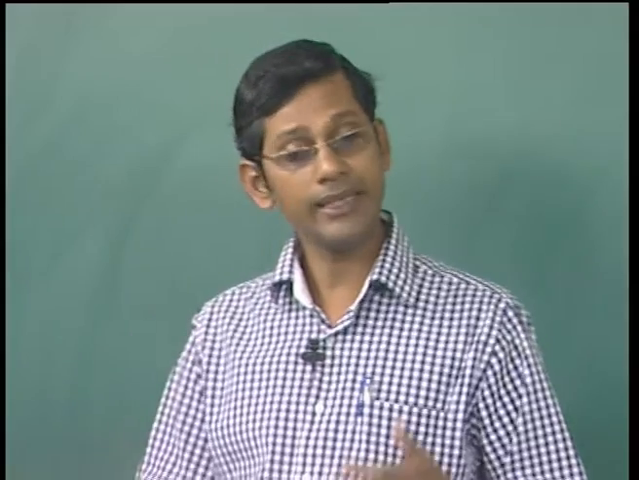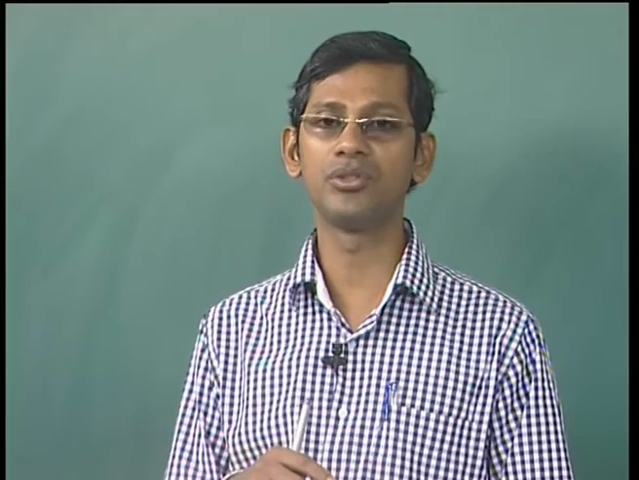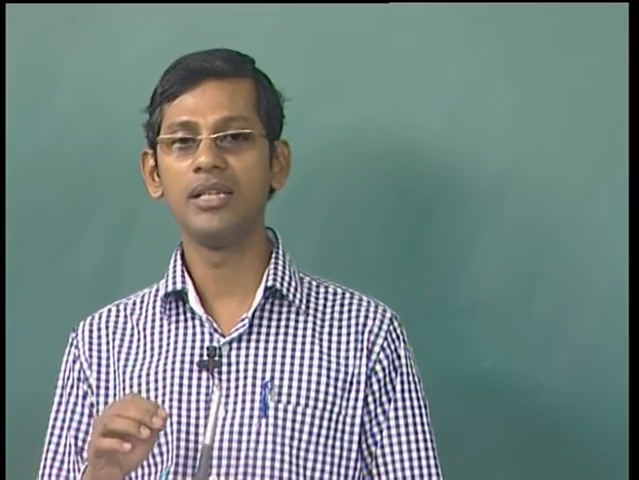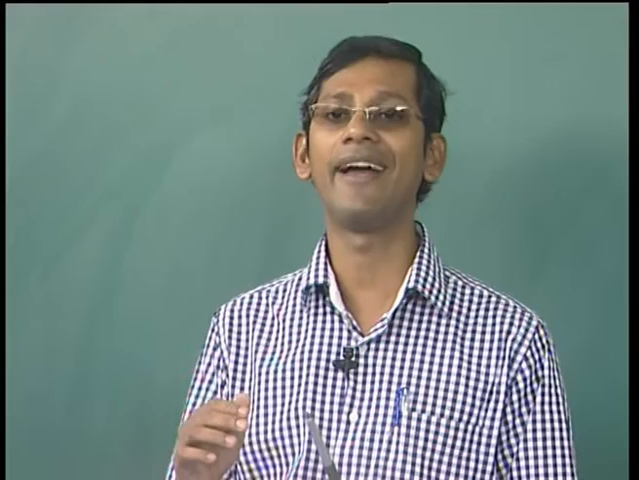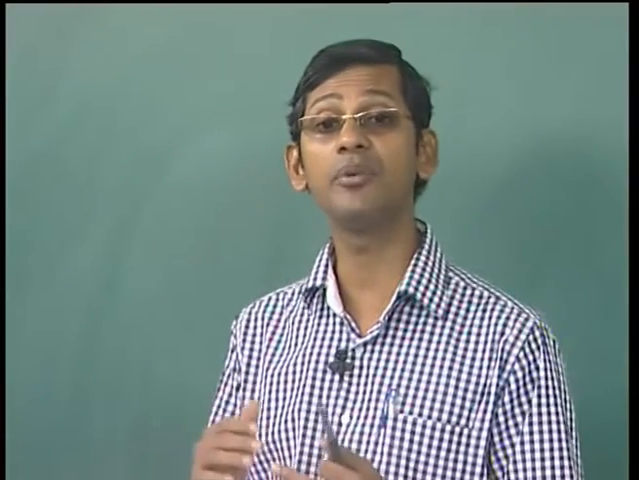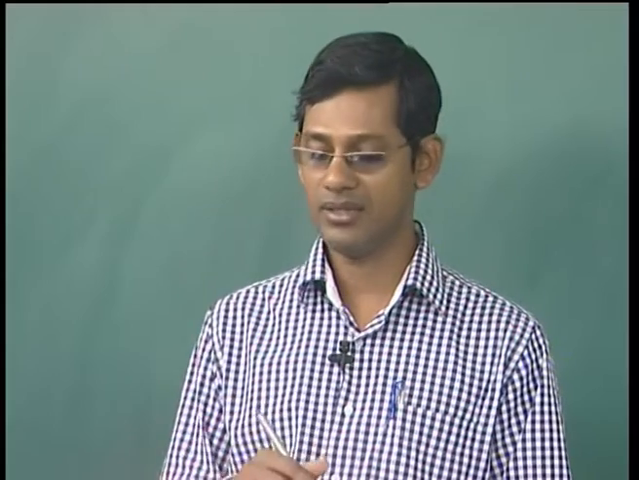As I said, there are two ways of doing this. One is called constant force. That means if you want the constant force between the sample surface and the tip to be maintained, there will be a feedback loop which keeps this constant force between the sample and the tip. To keep this constant force, the tip has to deflect more when the distance between the tip and the sample surface is higher. Whenever the distance is higher, the repulsive force will be a little less, and when the distance is close, the repulsive force will be high. Depending on that, you can detect the tip deflection in the z direction and then plot it later to get an image.